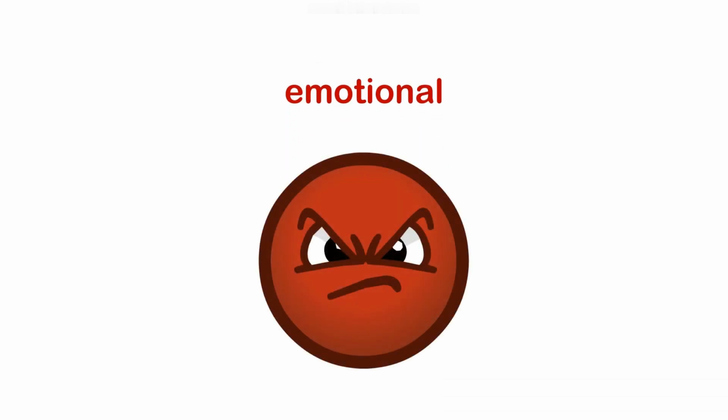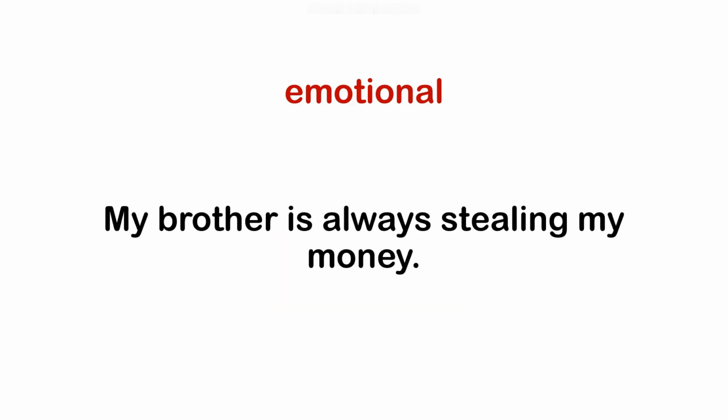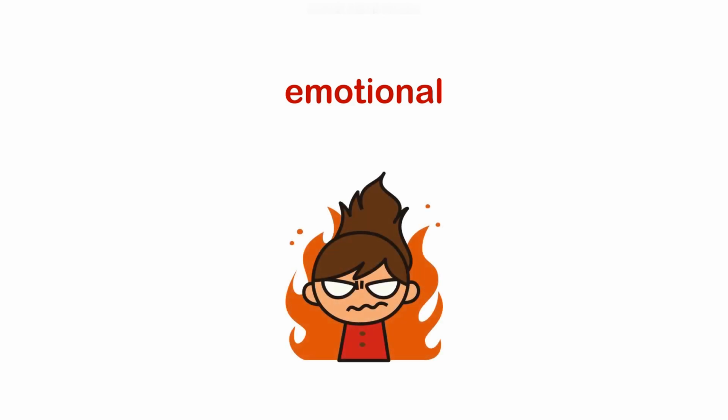The third value is called emotional, and it is called like that because it implies strong emotions on the part of the speaker. My brother is always stealing my money. In this sentence, we can see the annoyance of the speaker. So for strong emotions like the one in the example, we will use present continuous.